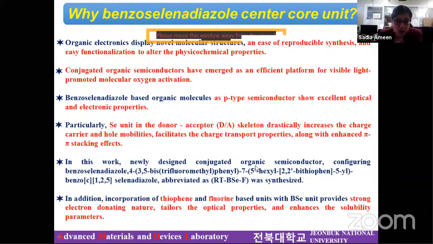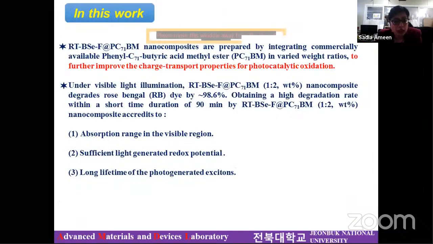And since, as you could see, it has a big name, we have abbreviated it as RTBSCF. In addition, as I mentioned that we have incorporated the selenium unit, we have also incorporated the thiophene and fluorene units for the synthesis of this molecule, as they provide strong electron donating nature, tailor the optical properties and enhance the solubility parameters. So this is the work which we have done here.